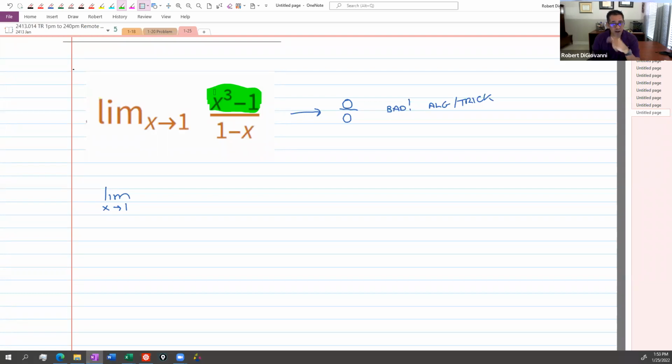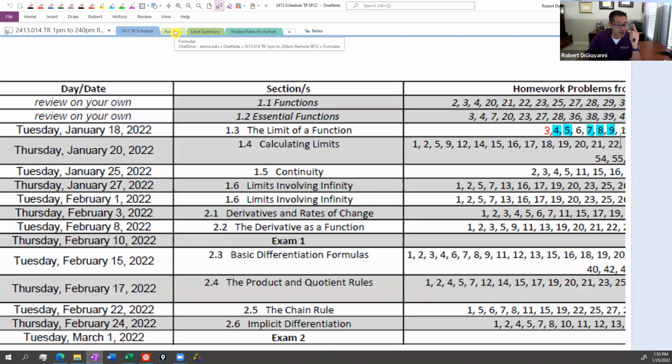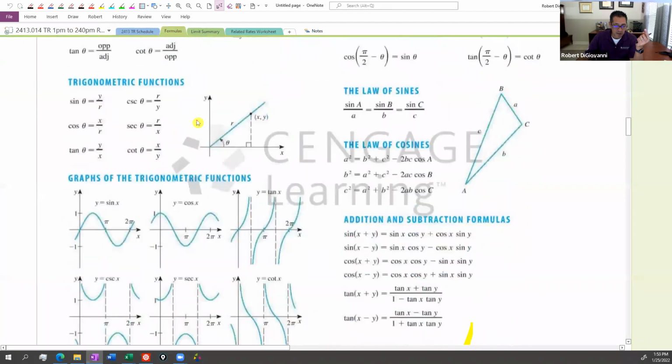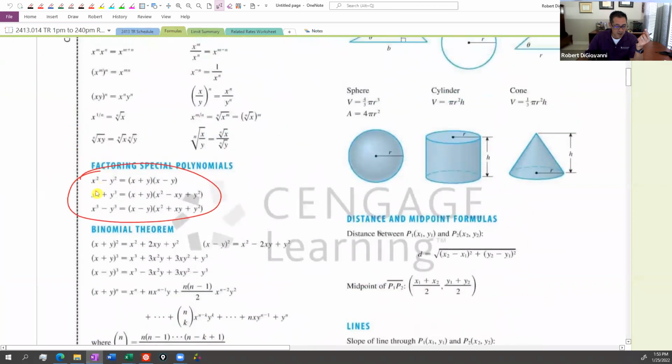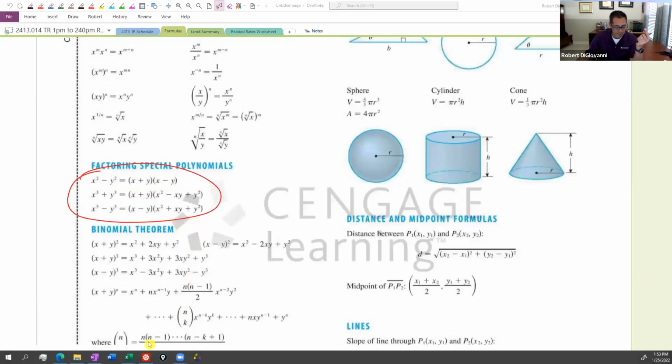Just like the difference of squares has a formula, the difference of cubes does also. Now, if you don't remember it, it's okay. You just need to know that there is a difference of cubes formula. It is on your formula sheets, under the algebra section right here. Factoring special polynomials, right there: x cubed minus y cubed. This one right here is what you need to at least know exists. All right, I'm going to bring it in here for us.